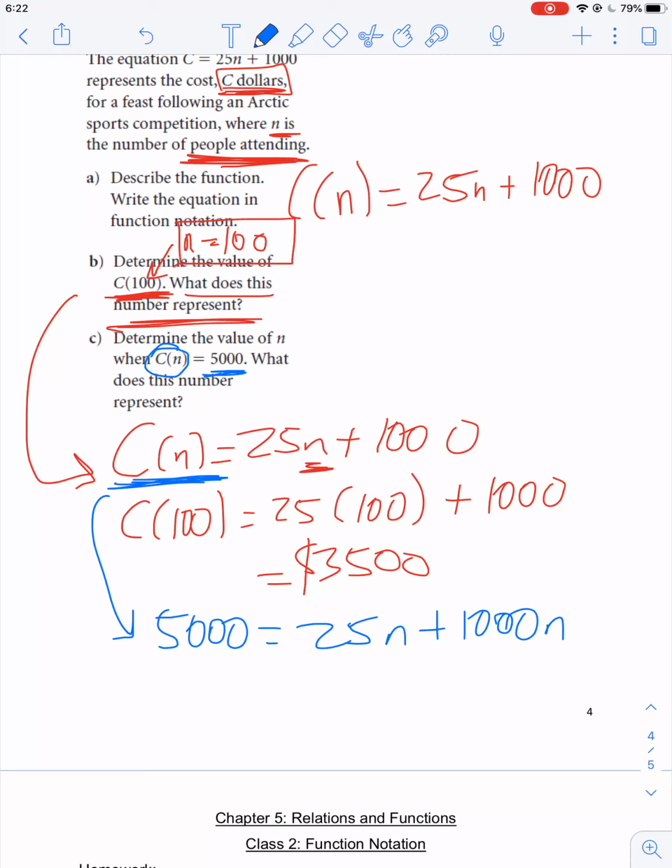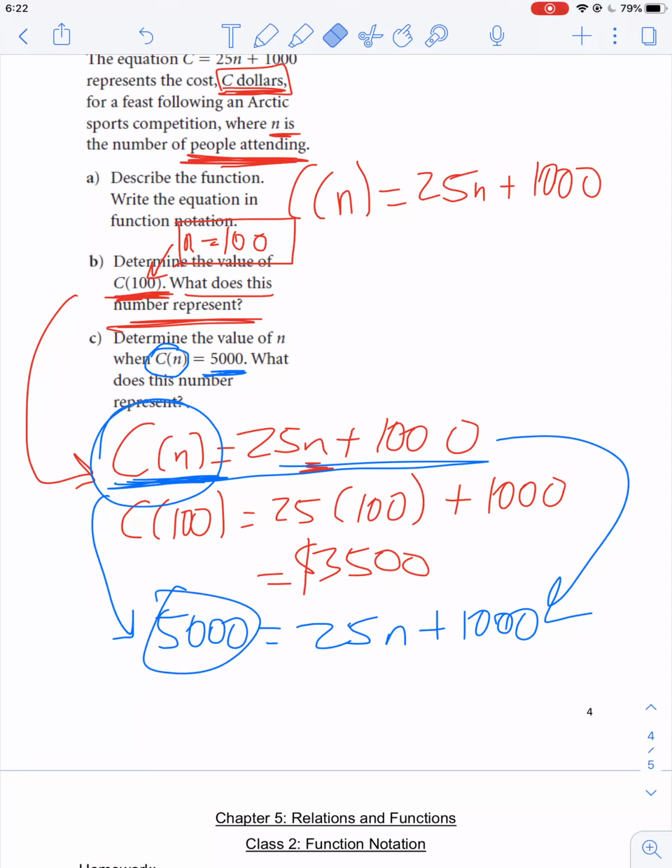Again, you'll have to do algebra, and I don't think there is an n over here. So I'm essentially copying this same function down here. The only thing I've done is replace c of n by 5,000, because that's what the question is telling me to do. So this is telling me to replace c of n by 5,000, and then I need to solve for n. I need to know how many people actually attended.